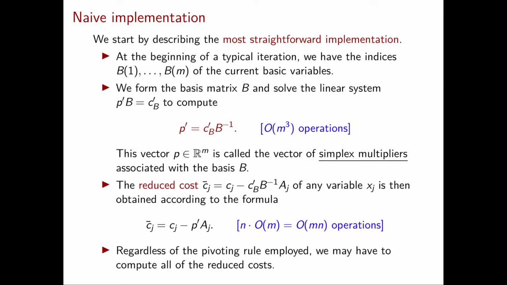And in the worst case, no matter which pivoting rule you use, you might be unlucky and there might exist only one negative reduced cost, and this is the very last that you compute. So in general, no matter which pivoting rule you use, you might have to compute all of the reduced costs. So essentially, considering a specific pivoting rule here doesn't give you any better runtime.